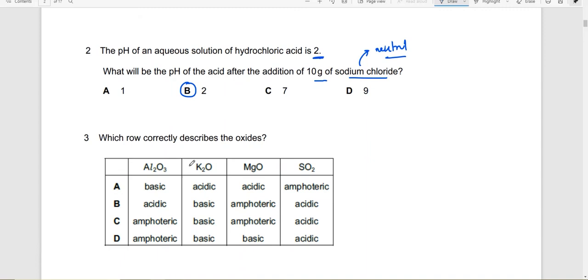Question number 3. Which row correctly describes the oxide? Aluminium oxide is amphoteric, so it will either be C or D. Potassium oxide is a metal oxide, and metal oxides are basic oxides, so C and D can both hold true. Magnesium oxide is again a metal oxide, which is a basic oxide. It's not amphoteric. So the answer would be D.